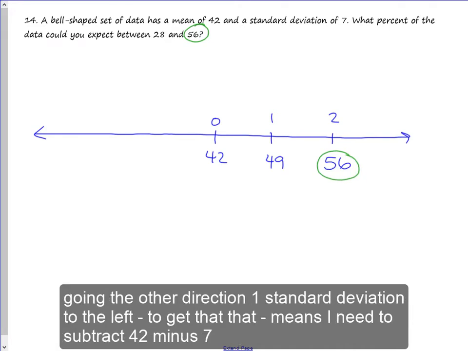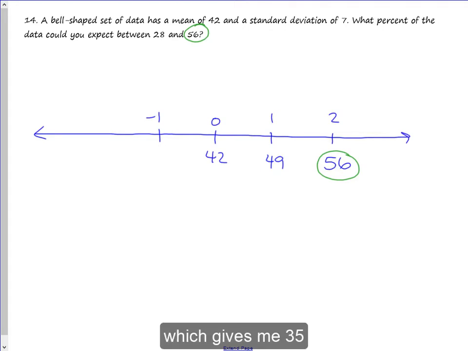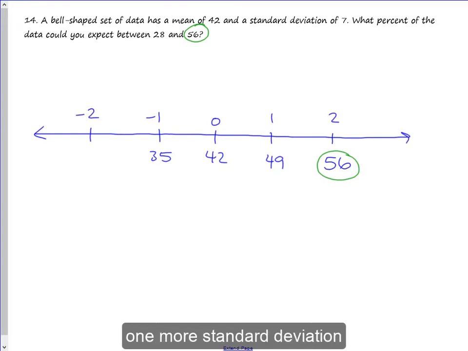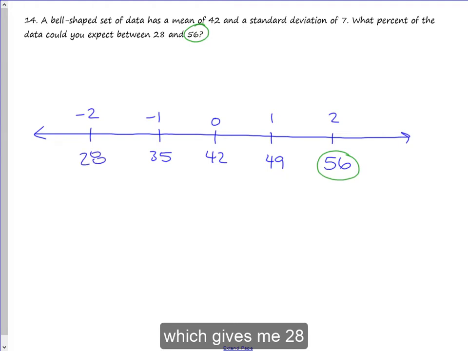Going the other direction, one standard deviation to the left, I need to subtract 42 minus 7, which gives me 35. And then if I subtract one more standard deviation, I would take 35 minus 7, which gives me 28. And so there's the other value that I was interested in.